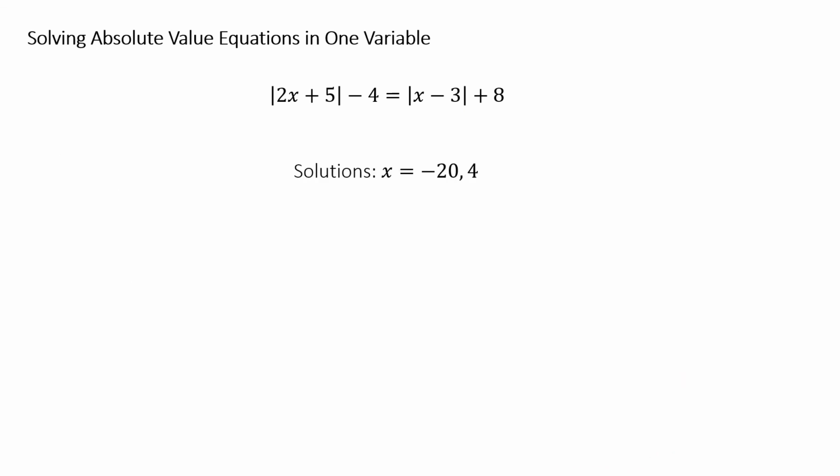In summary, the solutions of the given absolute value equation are negative 20 and 4. Thus, the solution set will be the set containing negative 20 and 4.